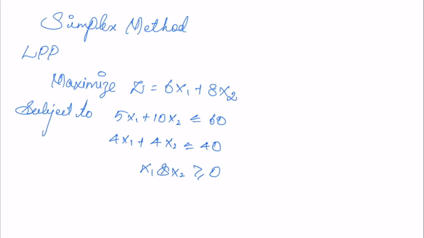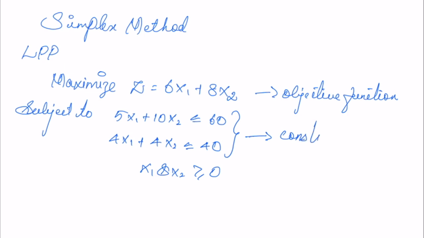In this LPP, this maximize z is equal to 6x1 plus 8x2 is called the objective function. And these two are the constraints. And this is the non-negativity restriction.